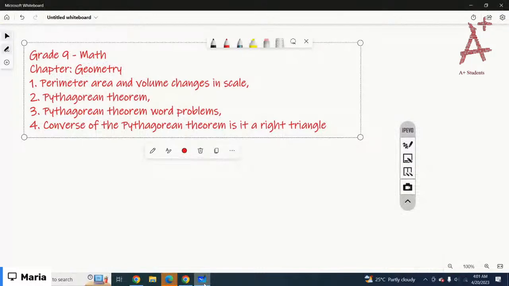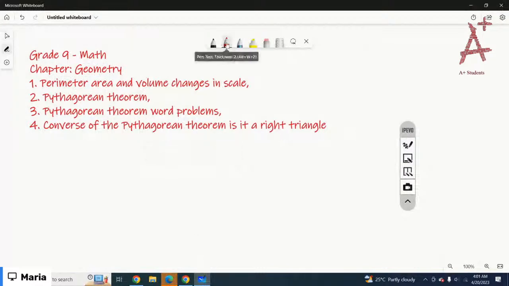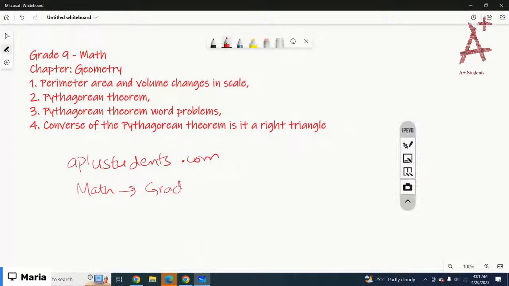So we're going to start with grade 9 maths. You can find all the lessons on aplusstudents.com. You have to log in there using your email address and password. Then you have to select math from the subject tab. Scroll down to grade 9 and then click on view all lessons. There you can find a list of the chapters.